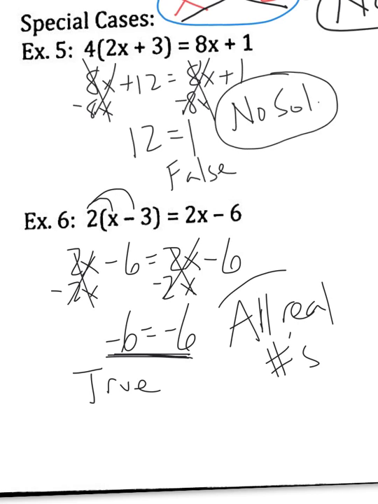All real numbers. We could plug any number in the world in for x, and this equation is going to turn out to be true. So all real numbers would be our answer there. So there's our two special cases. If x goes away, or your variable, and you get a false statement, no solution. If you get a true statement, all real numbers.